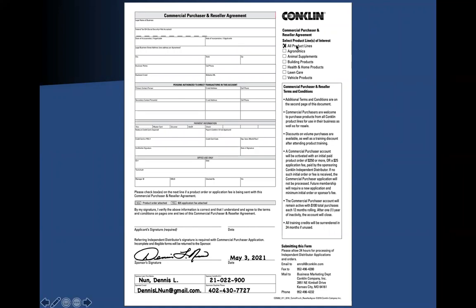And you'll see up here, I've checked all product lines. So I send that over to them and I tell them, fill this out for me, just take a snapshot of it with your smartphone, send it back to me. I'll submit it to Conklin, I'll cover the $25 payment, and we'll get you set up and going.